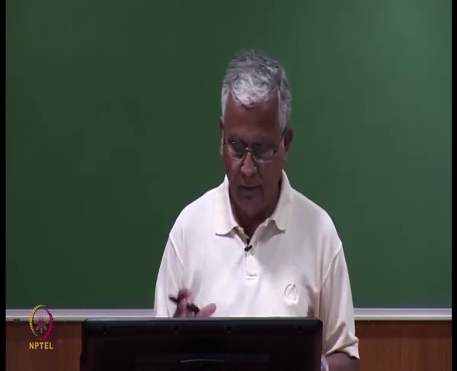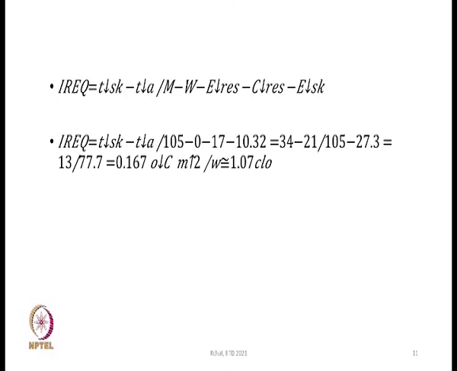So, the heat that we lose because of radiation loss could be there also. We can also calculate that separately, but there is no need to calculate here for this particular situation. Therefore, if we want to find out what is IRQ from this equation, we put these values here, that is how much insulation is required for the clothing. So, 105 of heat the body is generating, minus 0 is the work done, ERES is 17, and the total of these two is 10.32.